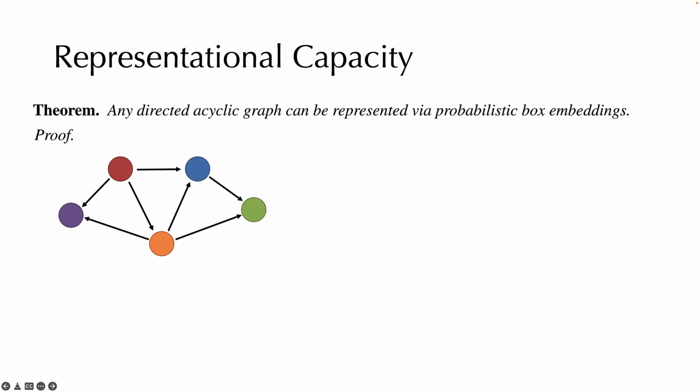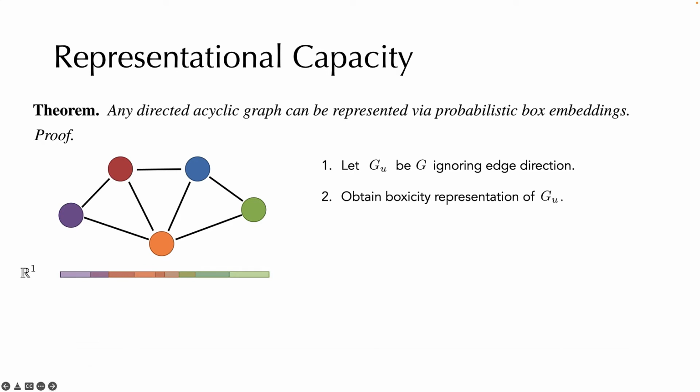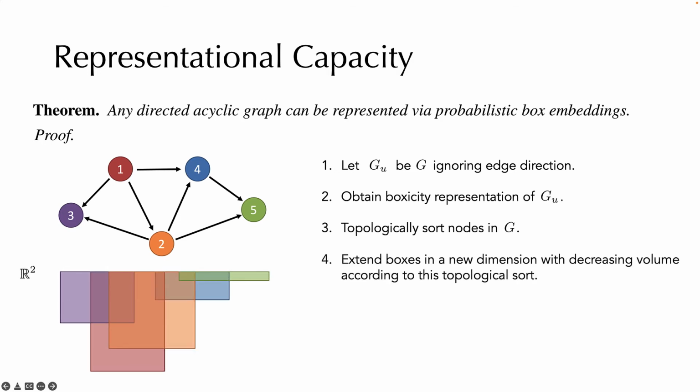Given a graph G, we construct GU to be the undirected graph obtained by ignoring edge direction. Results on boxicity imply that this graph can be represented as a set of overlapping boxes. Thus, the only remaining task is to decide edge direction. To do so, we topologically sort the nodes in the DAG, and extend the boxes in the new dimension such that they have decreasing volume according to this topological sort. For details as to why this is always possible, please refer to the detailed proof in our paper.